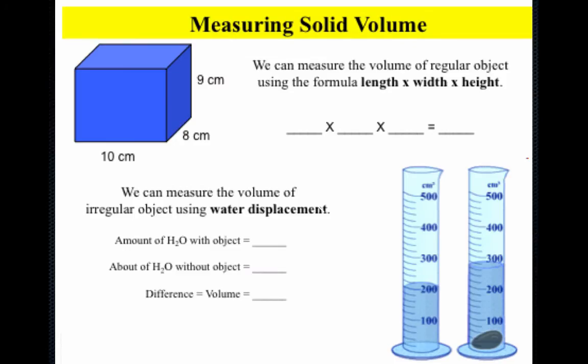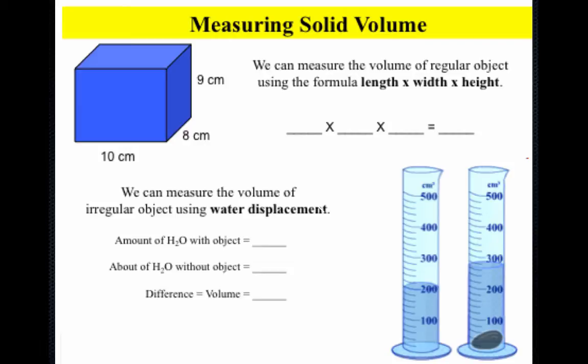To measure the volume of a solid, it all depends on whether the object is a regular object or an irregular object. If it is a regular object, like a cube, you could use the formula length times width times height. In this case, it would be 10 centimeters times 8 centimeters times 9 centimeters, and you would get your volume. If your object is an irregularly shaped object, kind of like a rock, you can measure using the water displacement method.